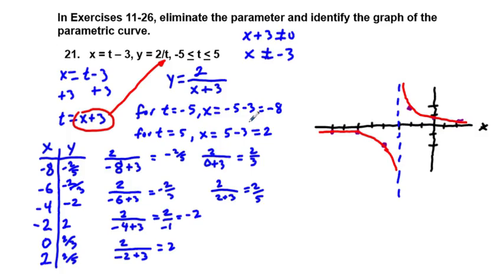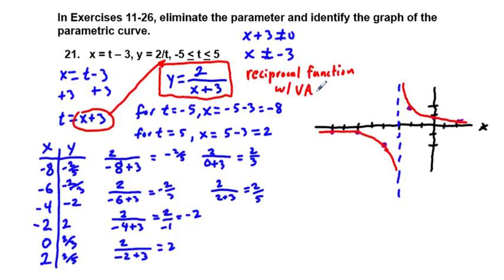So this is going to be our answer here, and it says identify the graph. We would say a reciprocal function with vertical asymptote at x equals -3. That's how we would describe that.